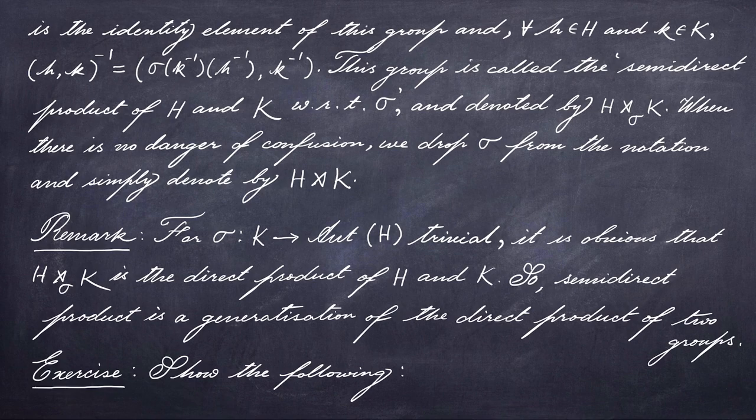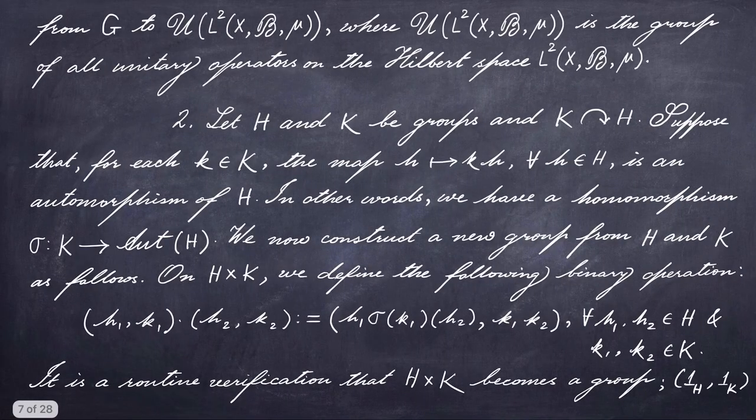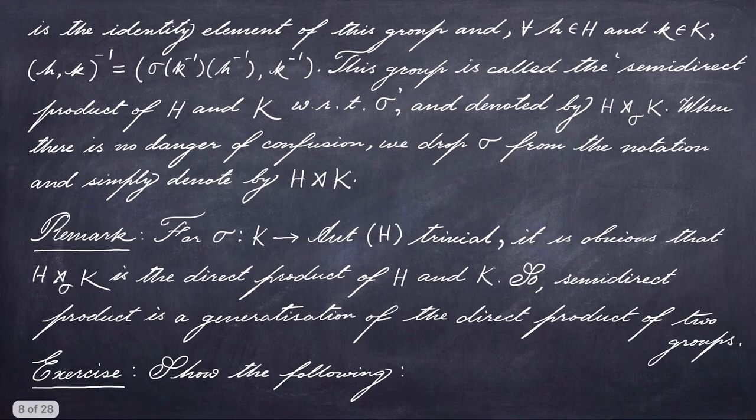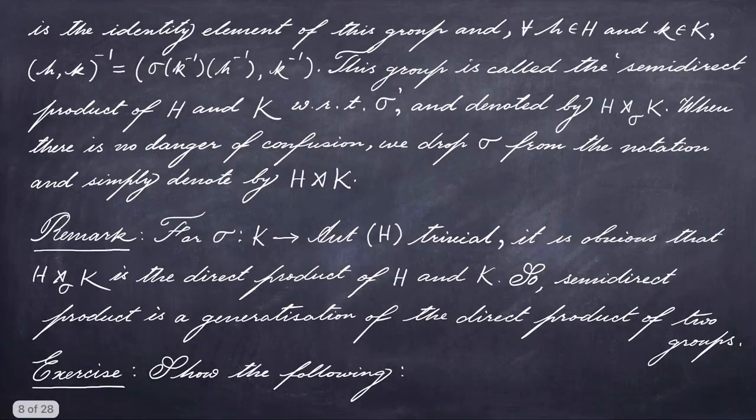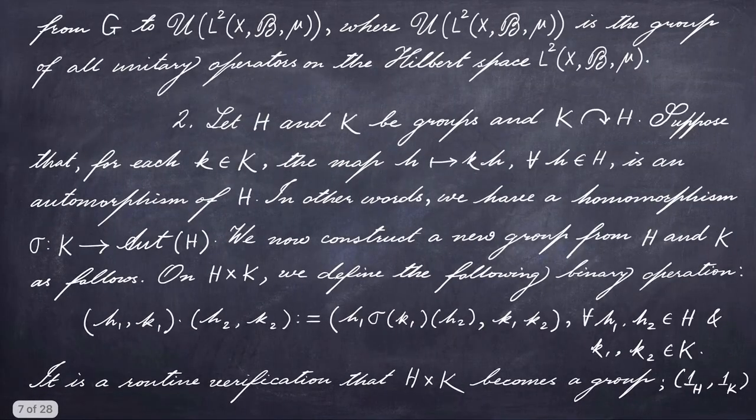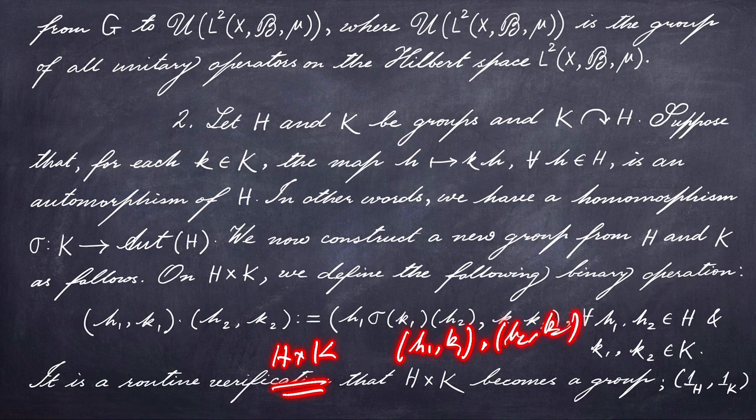I would like to make the following remark here: if this sigma, with which we are starting, is trivial, then automatically we see that this is nothing but h1 h2. Because sigma is trivial, sigma k1 is the trivial automorphism, so this is nothing but h2. So the first component becomes h1 h2, and the second becomes k1 k2. So on H cross K, if we recall that (h1, k1) and (h2, k2) give (h1 h2, k1 k2), this is exactly the group structure of the direct product of H and K.